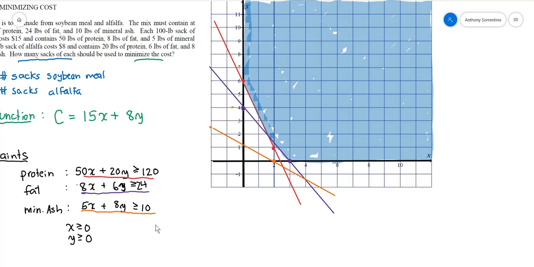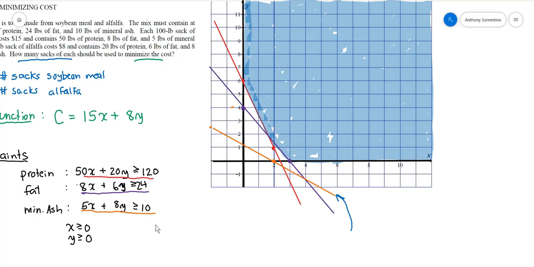Now, as you see here, the feasible region, because it's all greater than or equal to, and of course the axes are also included as well. So it has to be above the x-axis, to the right of the y-axis, and above each of these lines. If you see here, the mineral ash line doesn't really play much of a role in this. It's going to be the protein and the fat that really determine how many of each to buy, because it just seems as though the mineral ash will be satisfied if I get the protein and fat mixtures down enough at this point.